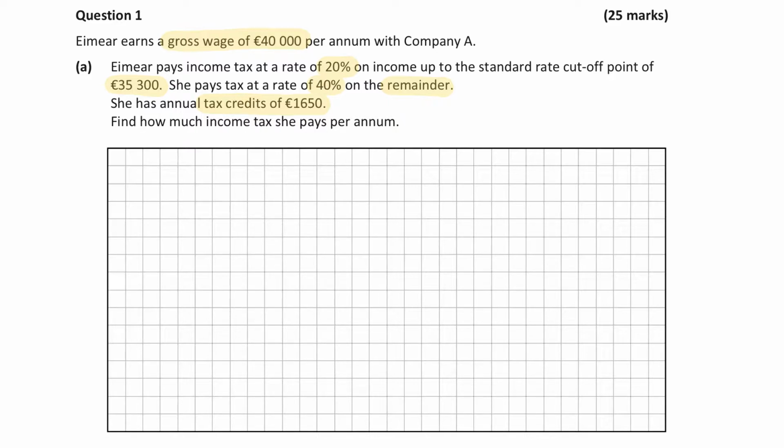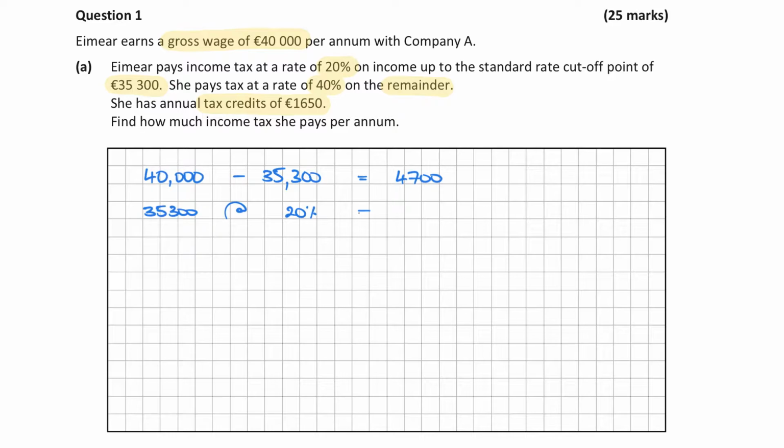So 40,000 subtract 35,300. And that will give us 4,700. Okay. So we can now work out our tax rates. So the first 35,300 is at 20%. So we need to work out what 20% of that is.